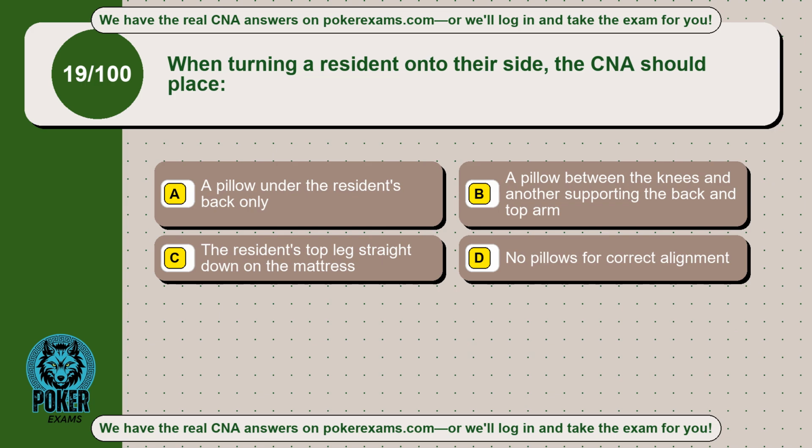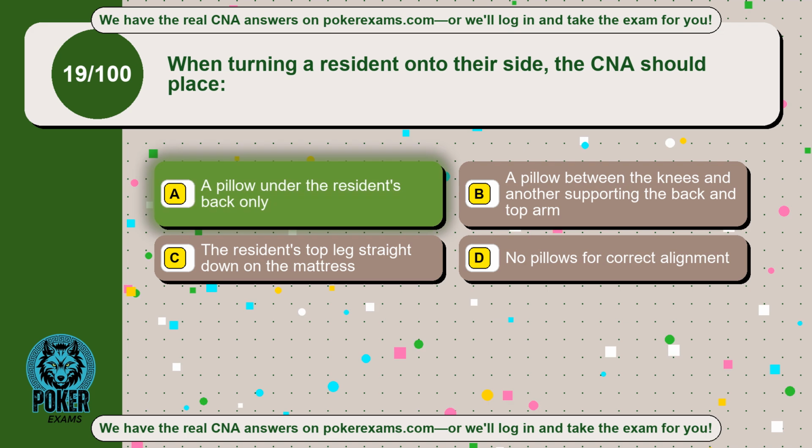Question 19. When turning a resident onto their side, the CNA should place: Option A, a pillow under the resident's back only. Option B, a pillow between the knees and another supporting the back and top arm. Option C, the resident's top leg straight down on the mattress. Option D, no pillows for correct alignment.